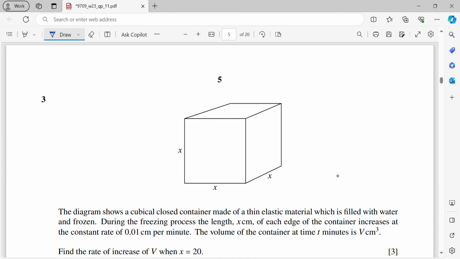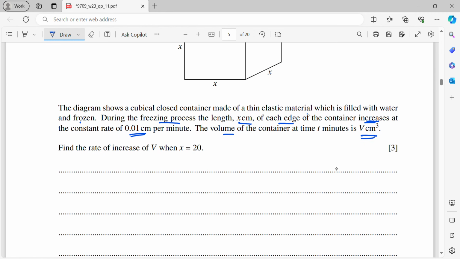Now, next, question number 3. The diagram shows a cubical closed container made with a thin elastic material which is filled with water and frozen. During the freezing process, the length x centimeter of each edge of the container increases at a constant rate of 0.01 centimeter per minute. The volume of the container at time t minutes is V cm cubed. Now find the rate of increase of V when x is 20.